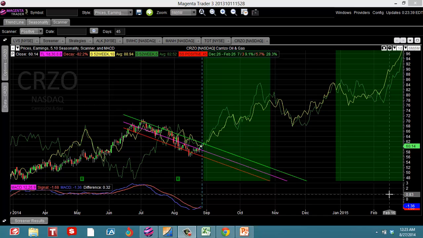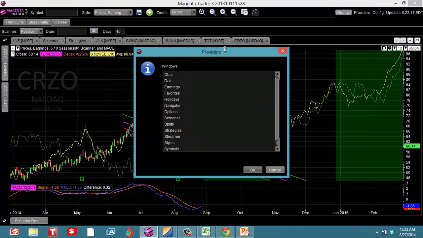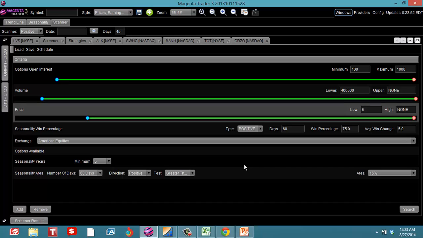Alright, in this lesson I'm going to show how to use MACD Divergence with Seasonality. And the first thing we do, we go to Magenta Trader, we're going to go to Window, and we're going to go to Screener. Okay, and we're going to build a search.